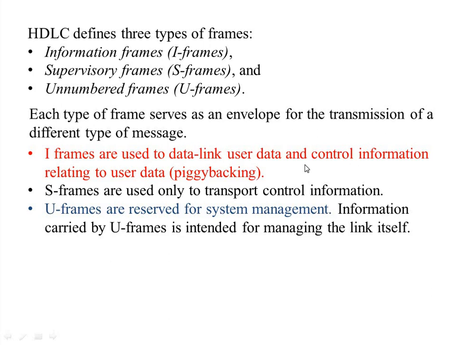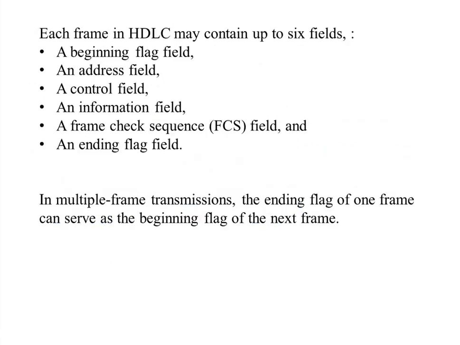Then the S frame is used only to transport control information, whereas the U frame is reserved for system management, and the information carried by U is intended for managing the link itself. That means the information present in I and in U is totally different. User data is present in I, whereas the information required for managing the link is in the U format. Now how these frames look, let us see.